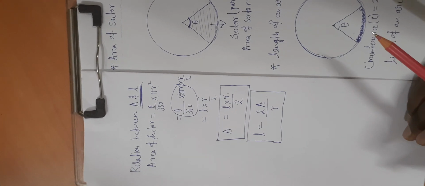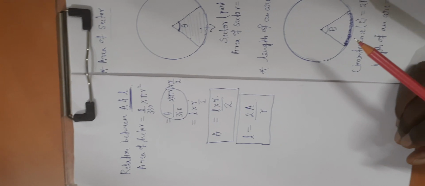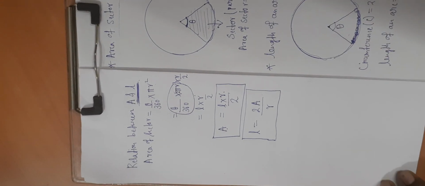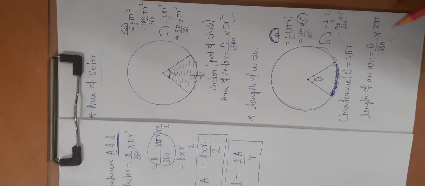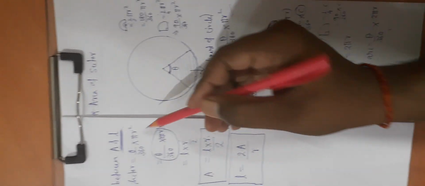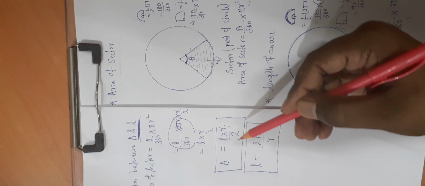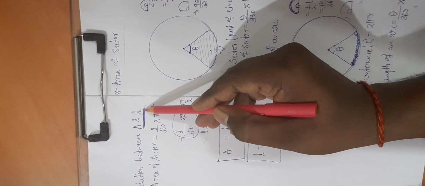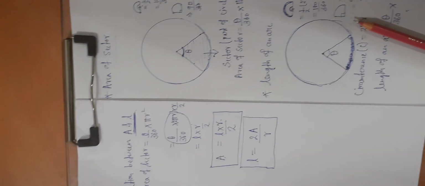So we have learned today the area of a circle through an activity, the area of sector, this derivation, and the length of an arc, again a derivation, and we have understood the relation between area of sector and length of arc. I hope you have understood this properly.